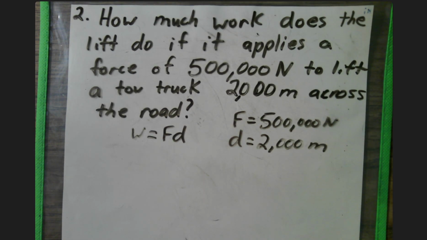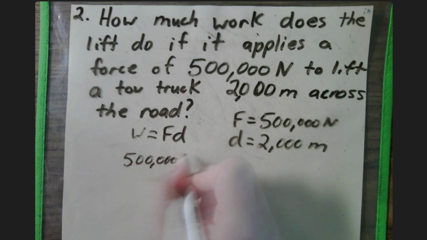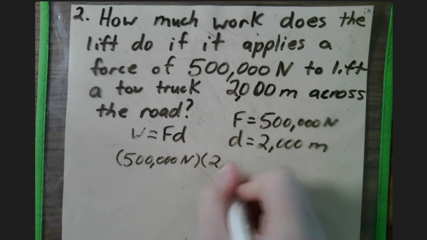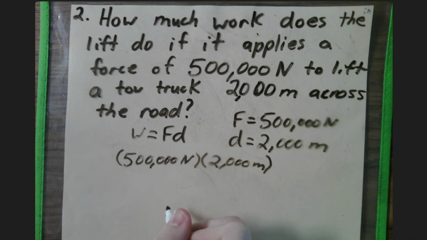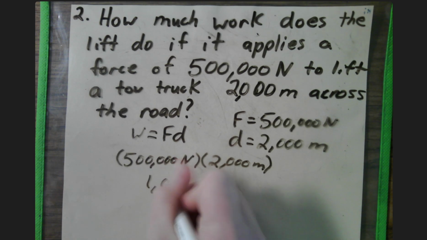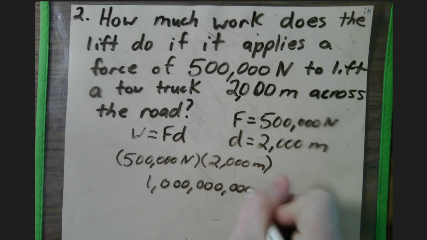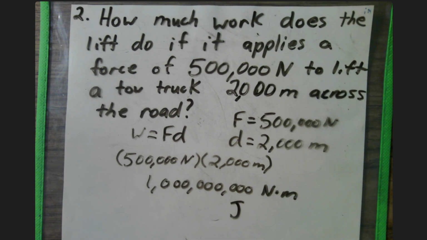So let's plug it into our formula. Force is 500,000 newtons times 2,000 meters. When you multiply those together, you get this really big number of 1 billion. And for our units, it would be newtons times meters, but we can simplify that and just write joules, J for joules.